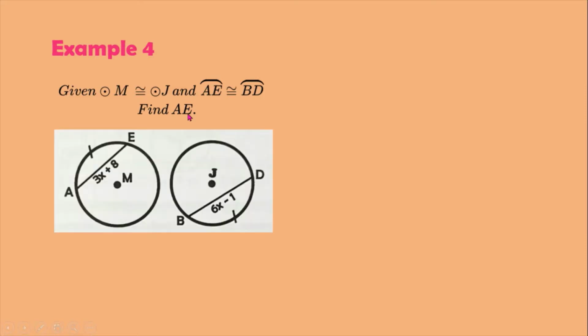For example number 4, given a circle M congruent to circle J and the arc AE is congruent to arc BD, find AE. So this is the illustration. So since as said in the problem that arc AE is congruent to BD, it implies that chord AE is congruent to chord BD.